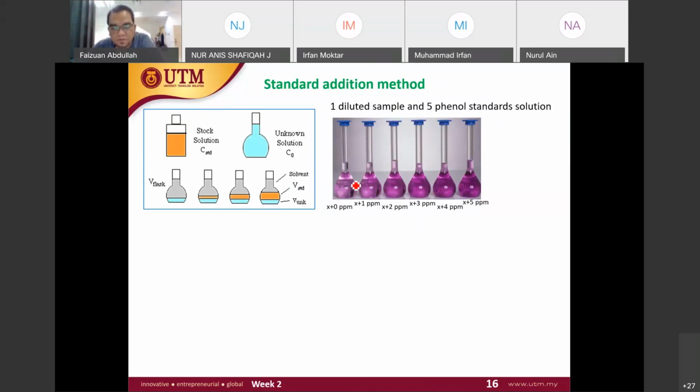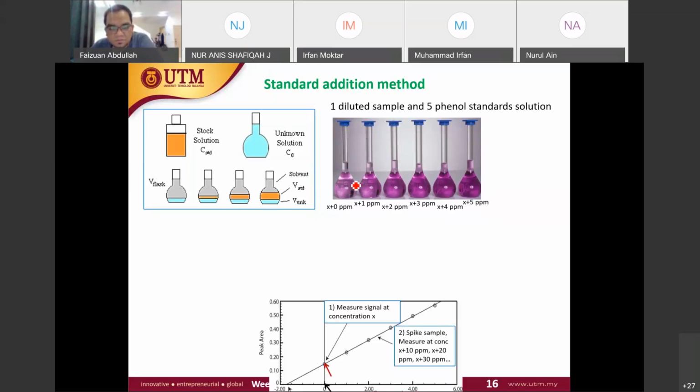So that at the end we know the concentration of the standard in every solution, but we don't know the beginning analyte concentration inside the sample. That's why we call this method standard addition. We add the standard solution into the sample.